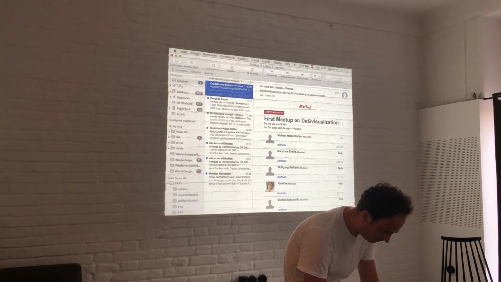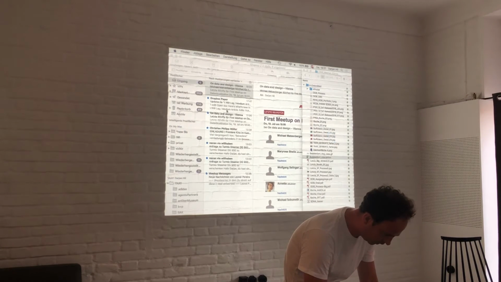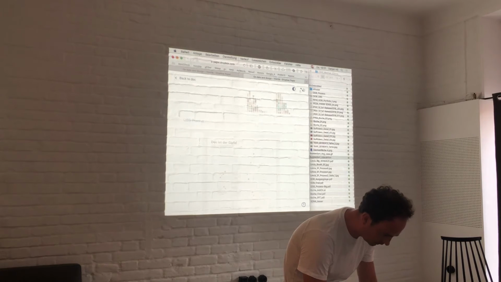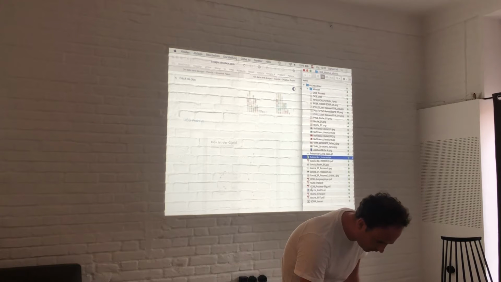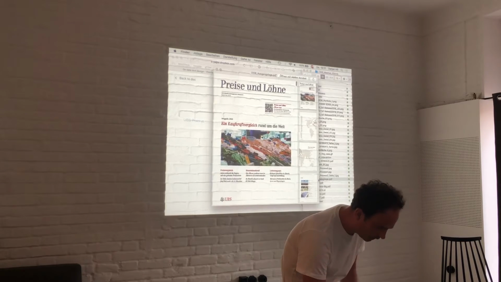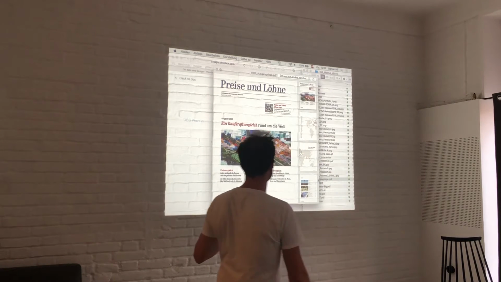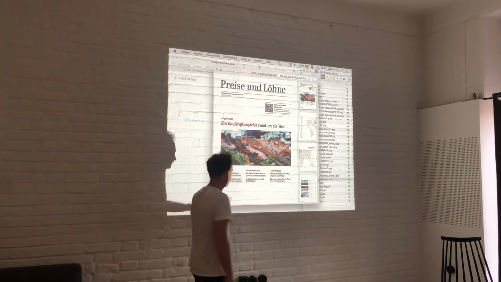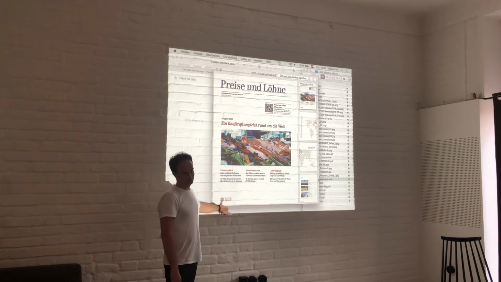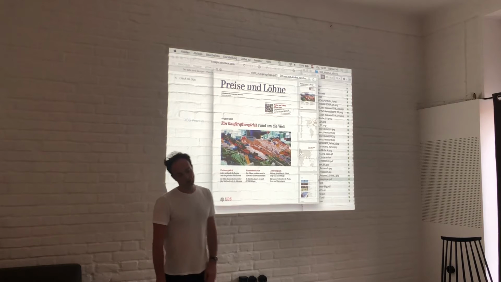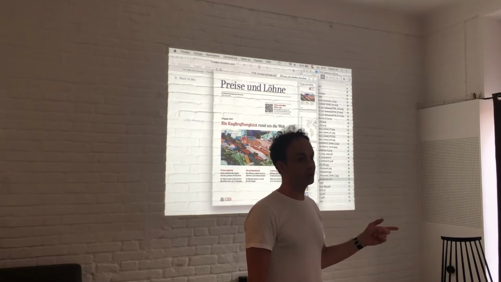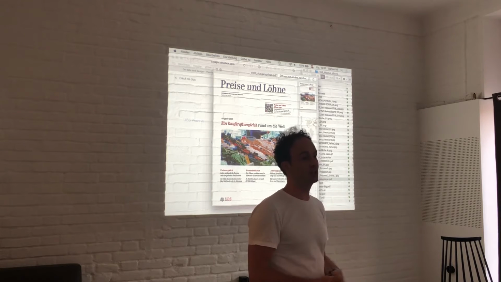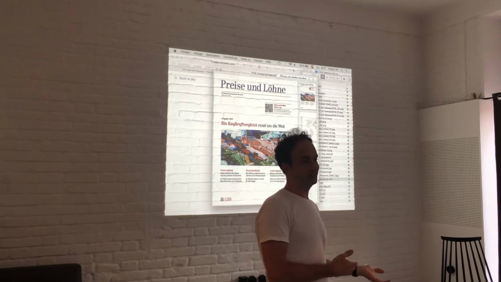The interesting part about this brochure, Preise und Löhne, is that it's from the UBS bank. So the first reaction from us was, you are crazy. We are not going to an international competition with bank data. I mean, that's fake anyways already.